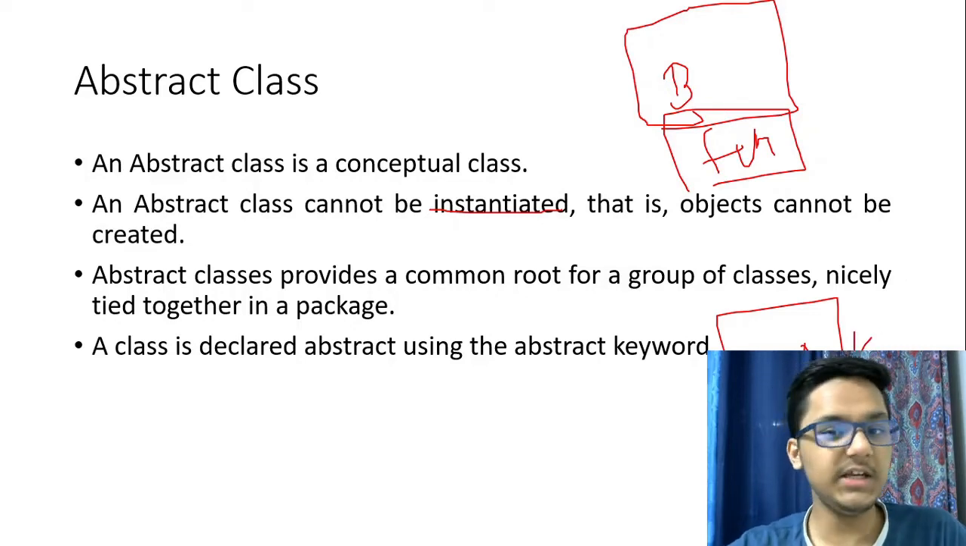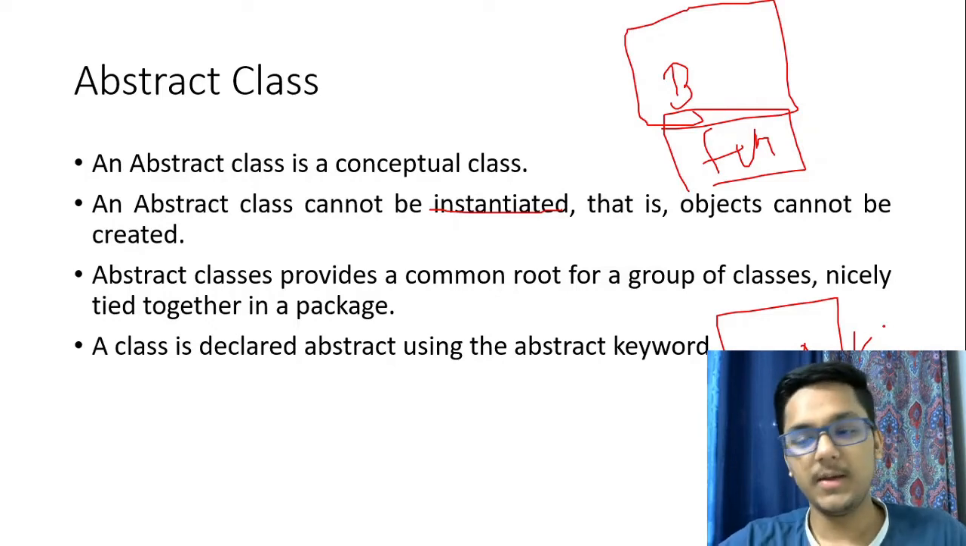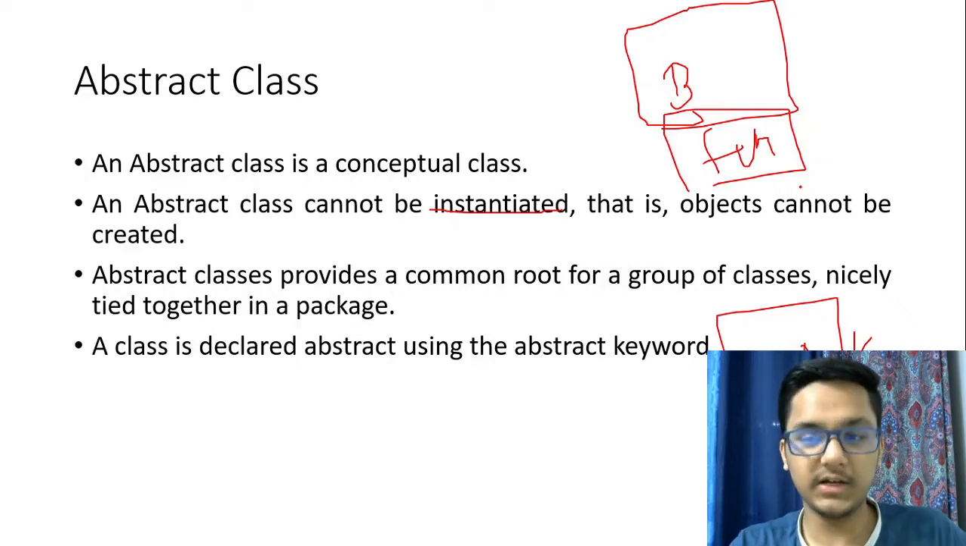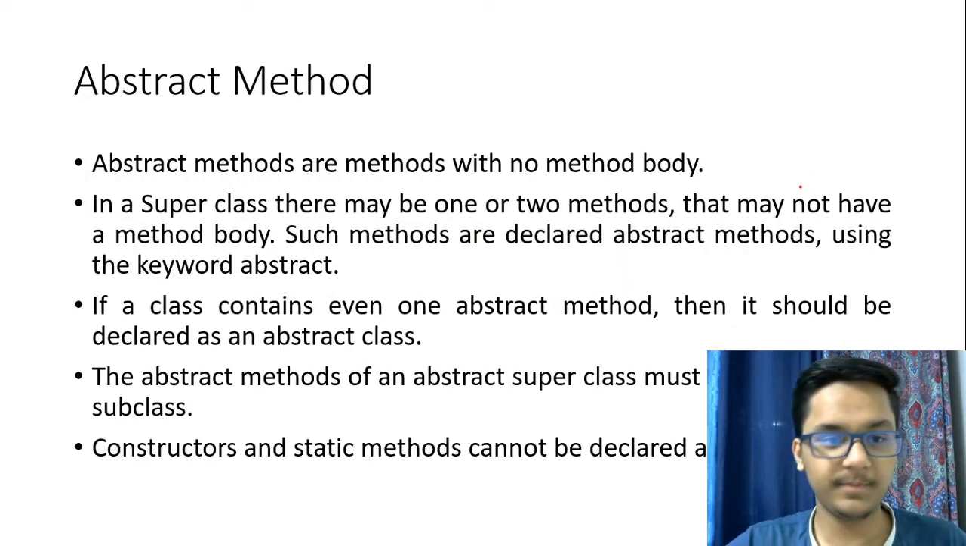And the child class need not have the abstract keyword because you want to instantiate it. And if you want to instantiate it, you have to initialize and write the content for an abstract method. Now let's look at what an abstract method is. An abstract method is basically a method which has no body.